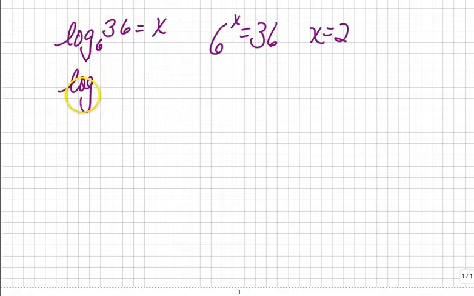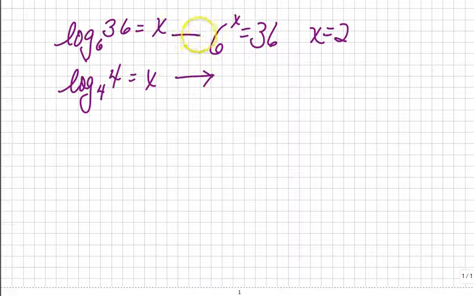Let's go the log of 4 base 4 is x. And you'll get to the point where you do not have to write it as an exponent, but as a beginner you may want to just have a better understanding of what's going on. That means 4 to the x equals 4, and x equals 1.